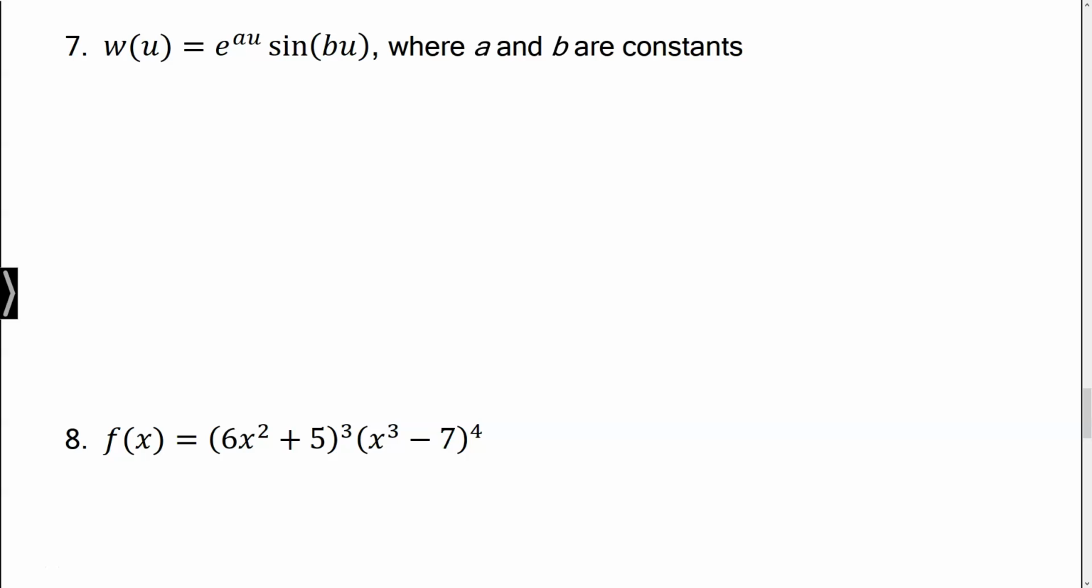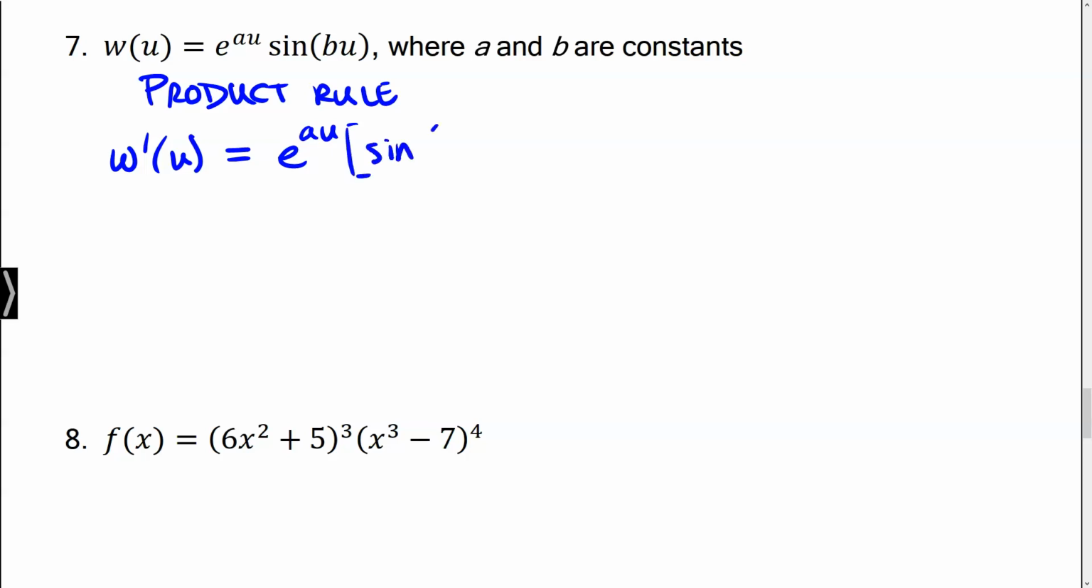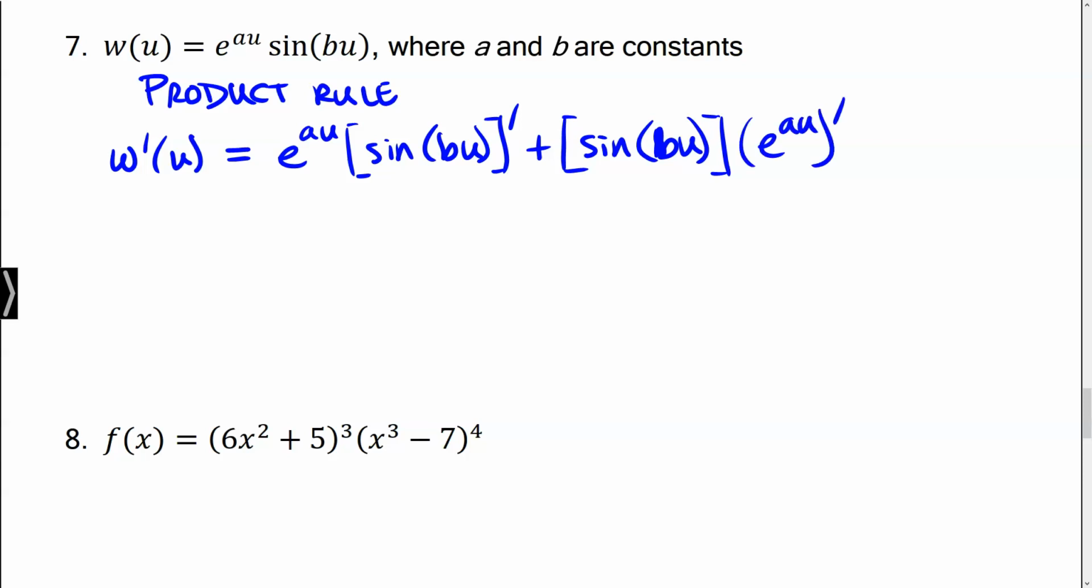Well, first of all, before we get to that, let's realize that this is a product. So the main thing we're using here is the product rule. So that means I'm going to switch to the prime notation here. W prime of u is going to be the first times the derivative of the second, plus the second times the derivative of the first. So this times, okay.